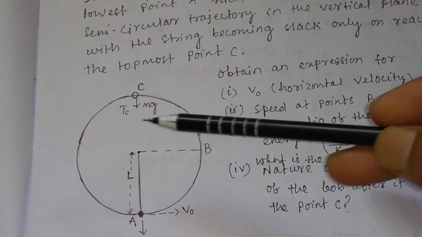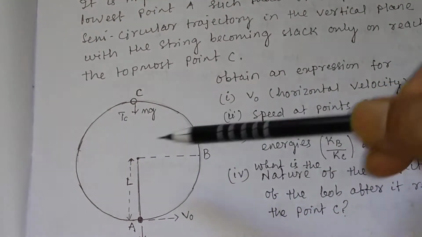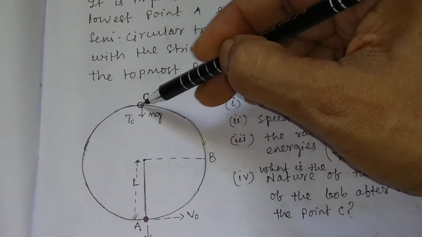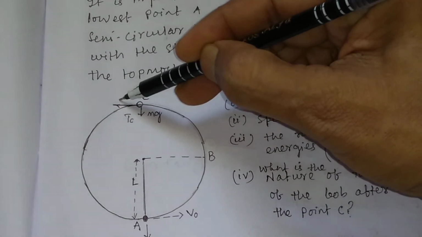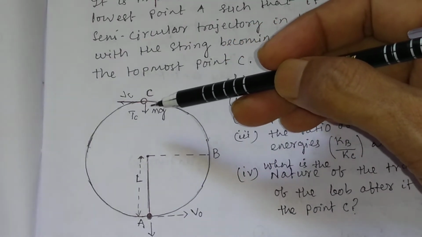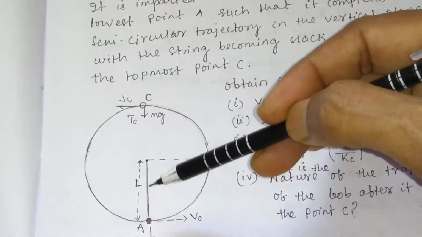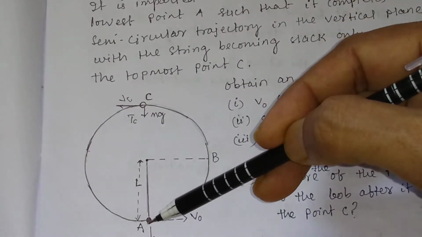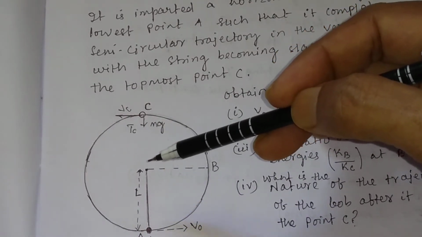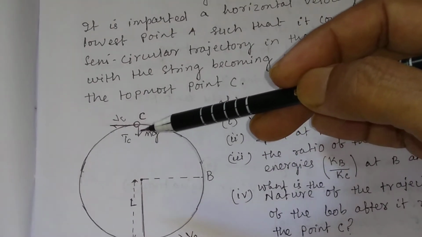So at the highest point here, the kinetic energy will be equal to half m vc square. The velocity here will be along this direction, and it is equal to vc. So the total kinetic energy will be half m vc square, and the height from here to here will be equal to 2L. From here to here it is L, and from here to here it is L. So the total height will be equal to 2L, and the potential energy will be equal to mg into this length, that is 2L.